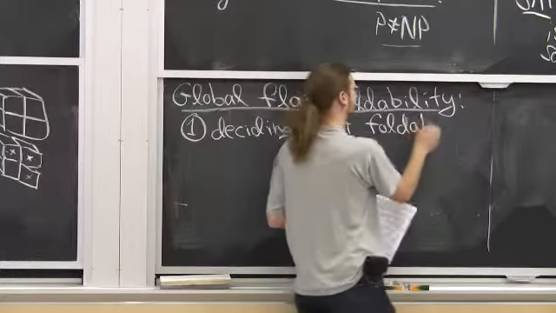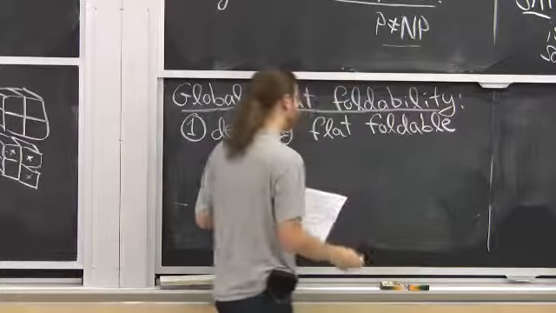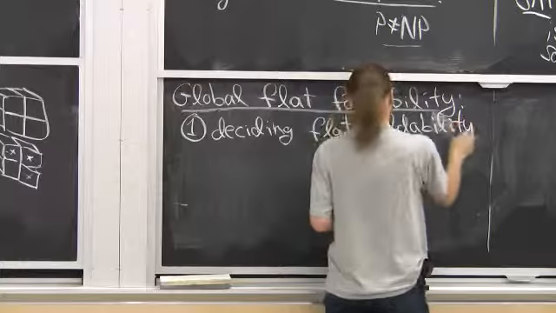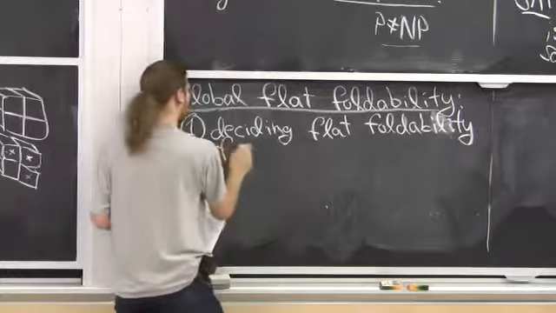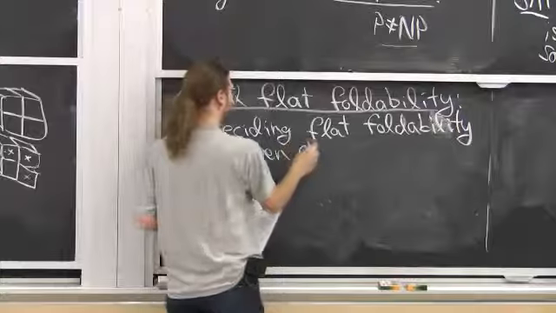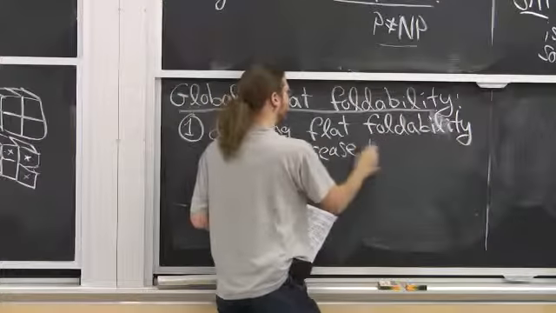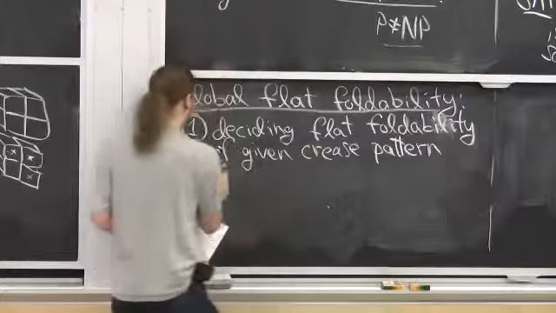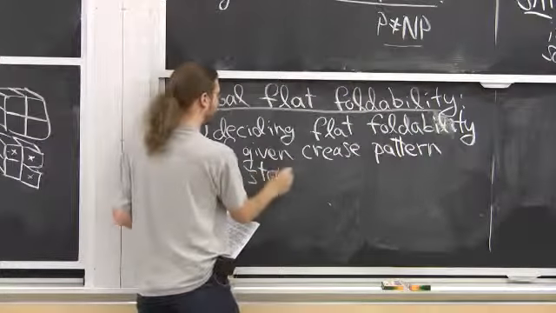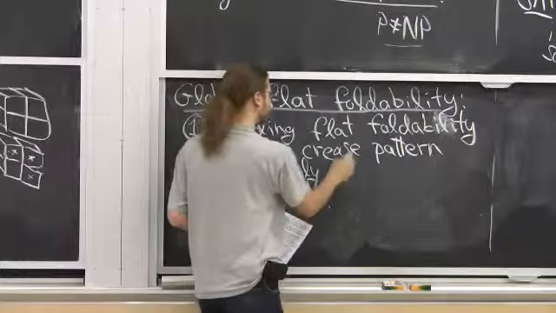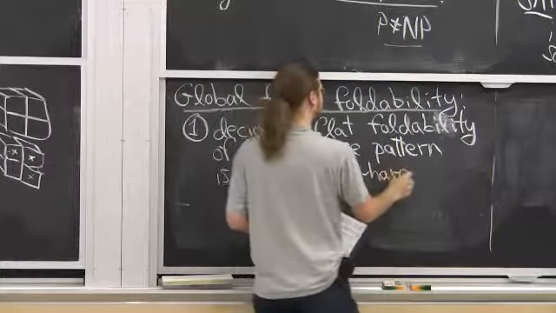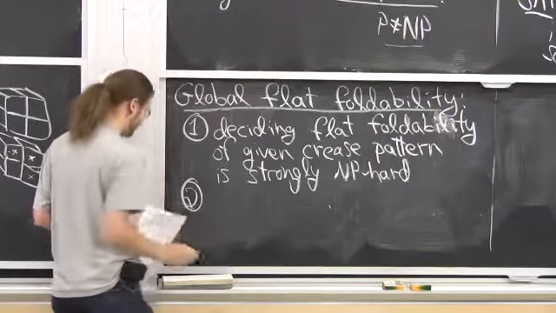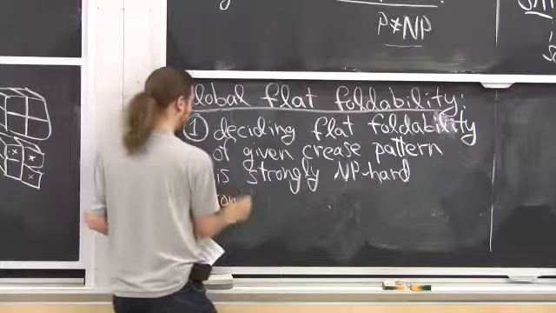So this is way back in '96. This is one of the oldest results in computational origami. So I give you a crease pattern. Just want to know, is it flat foldable in the global, in the regular sense? This is strongly NP hard. Proof I just gave was actually weakly NP hard. It's not known whether that problem is strongly or weakly hard, but at least weakly.